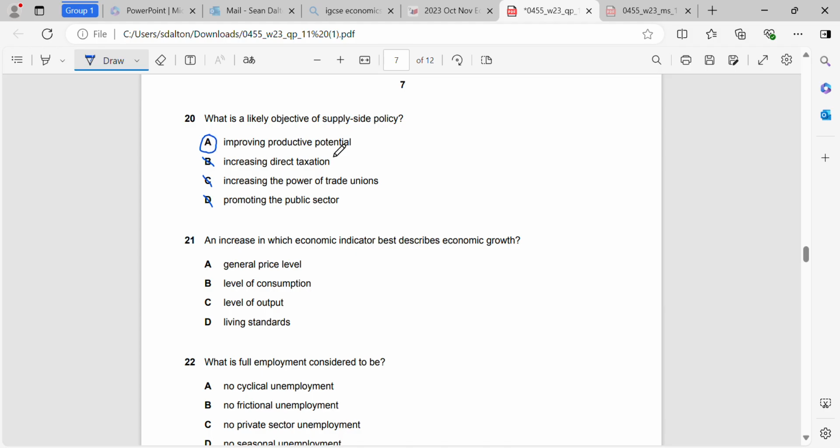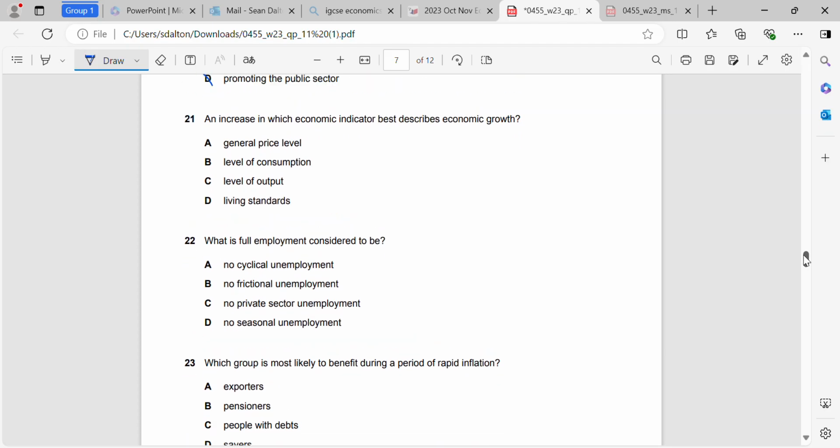A likely objective is to improve the productive potential, which is to shift AS to the right. And under no circumstances, these are all different tools, B, C, and D, that would be used, for example, but they are opposite tools in this case, and would not shift AS to the right. Improving the productive potential is the reason why AS will shift right.